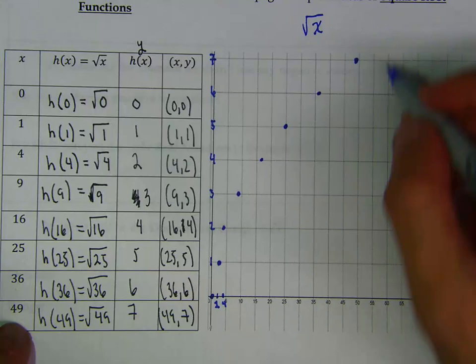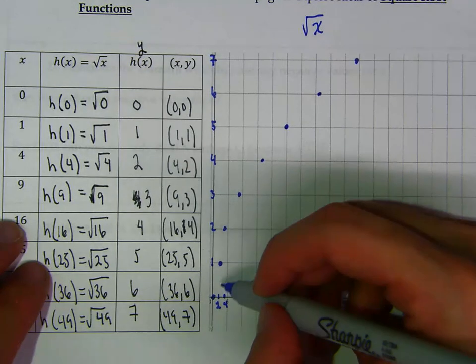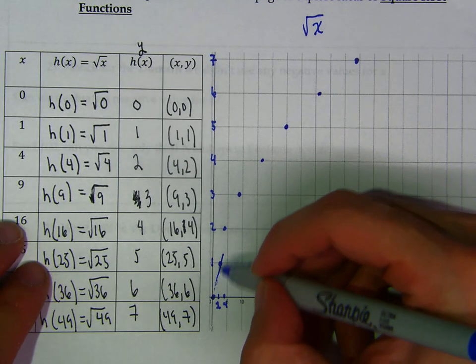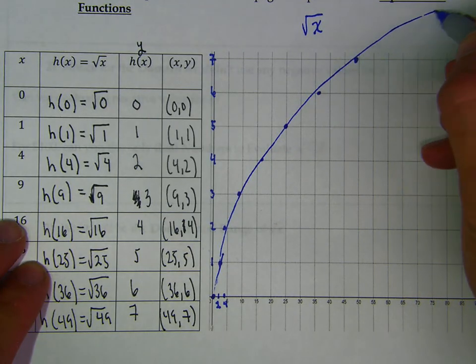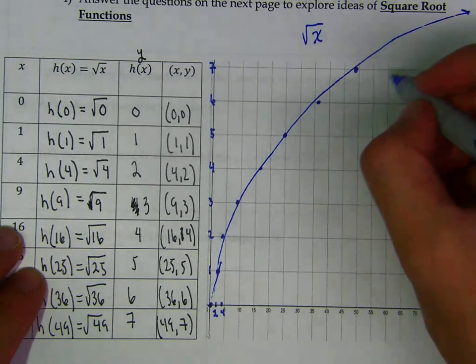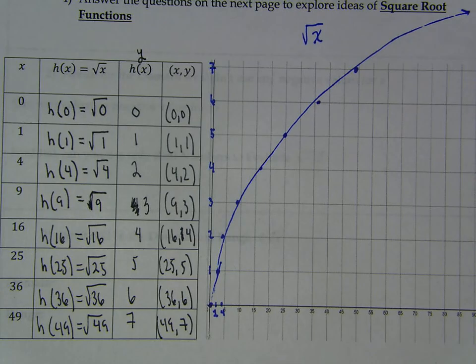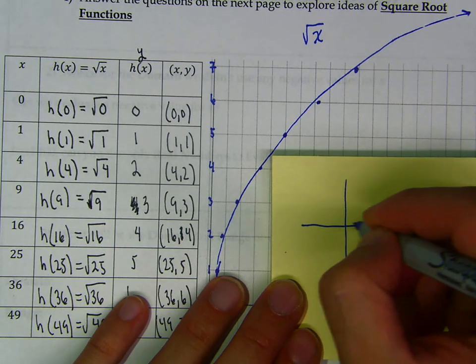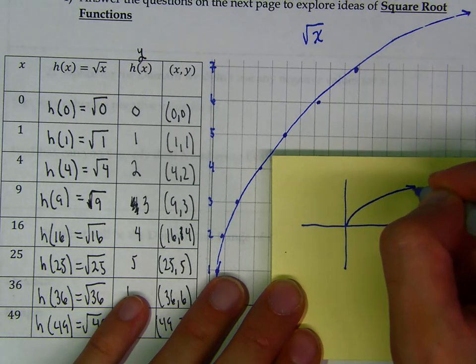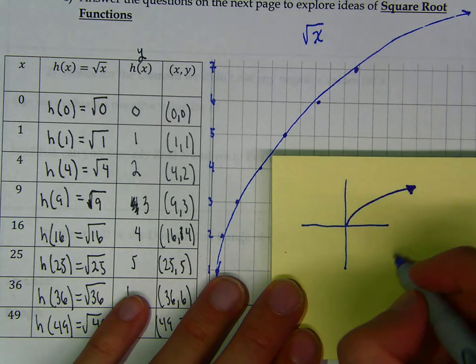So it keeps going, like the graph kind of looks like this. And it keeps going up and up and up. This is the square root of x. What it really looks like is something like this. This is the graph of the square root of x.